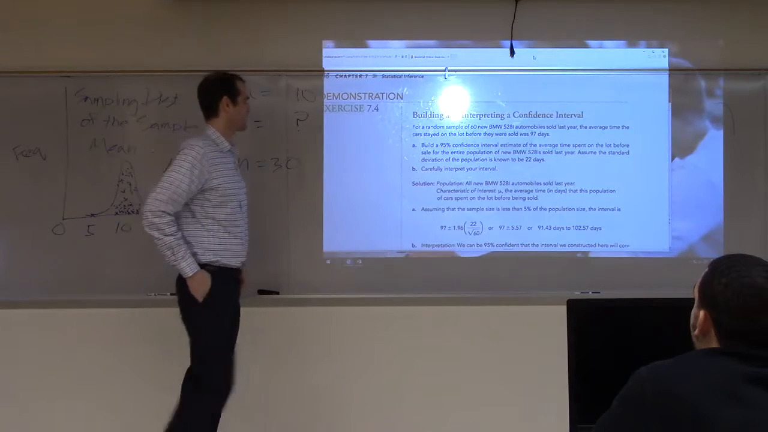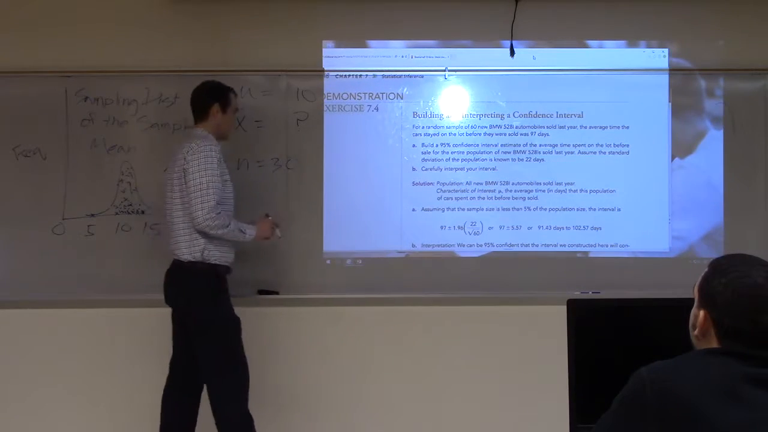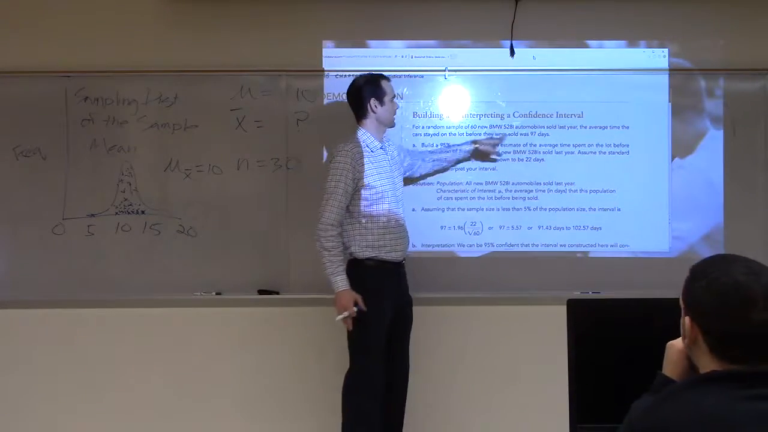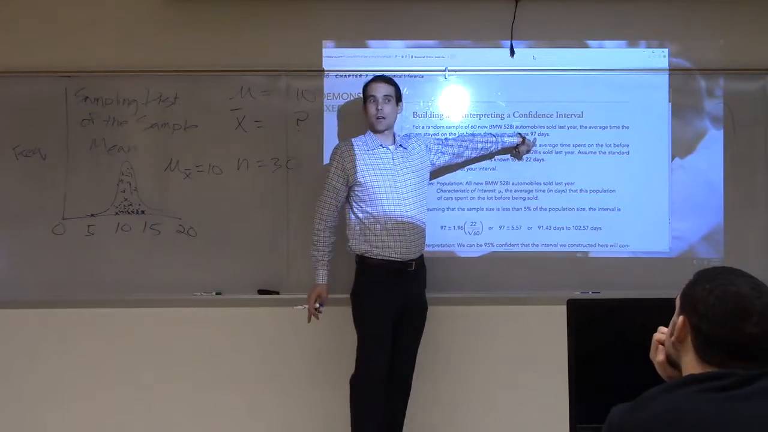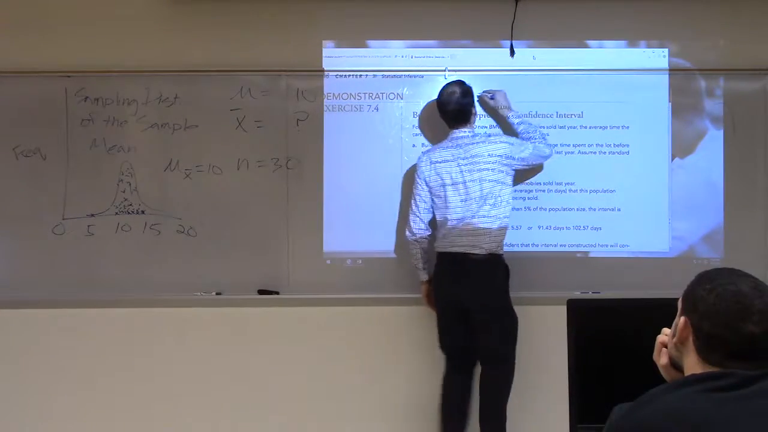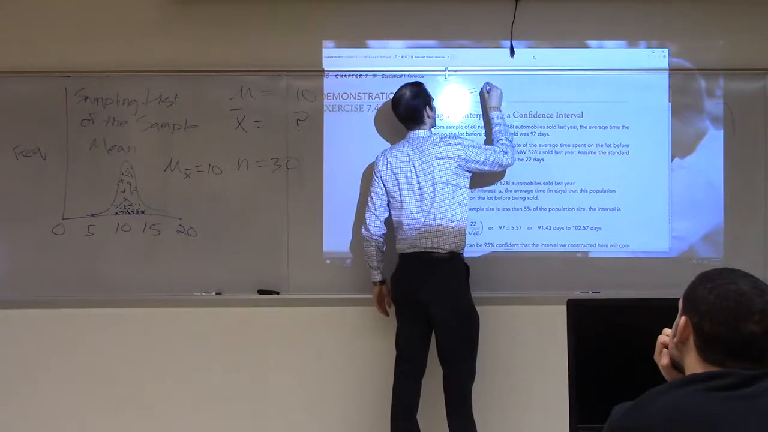Okay? So we have a couple things here that are important to us. Out of our sample of 60, we found an average time on lot of 97 days. Alright, so we've got our n. Sample size is 60.